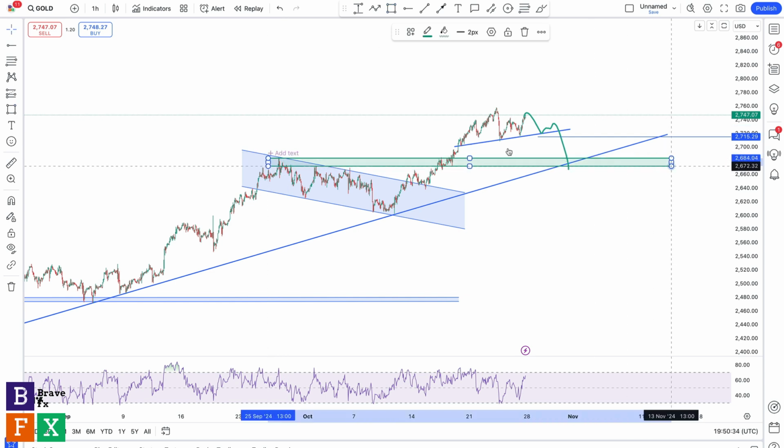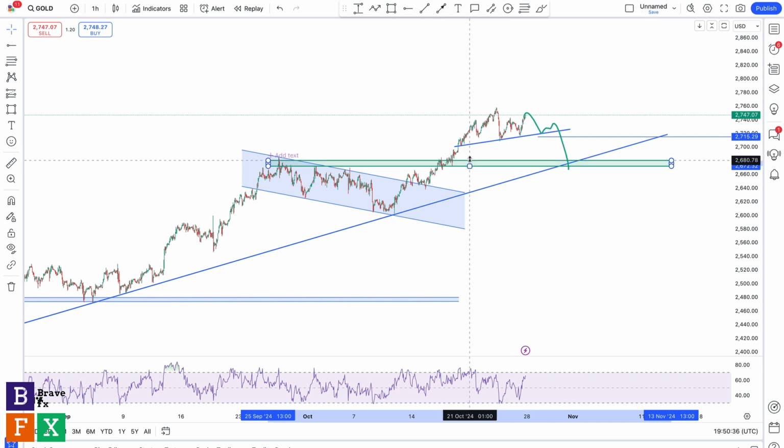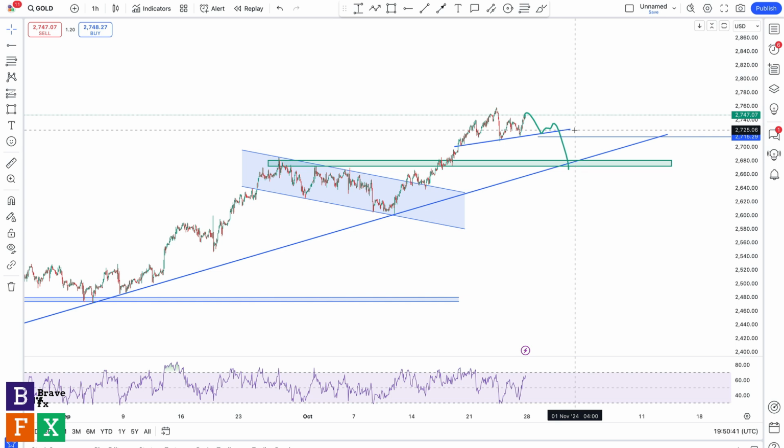So this is a good opportunity to go short for those who are looking to go short, and this price level will be an opportunity for you to take profit if this happens.